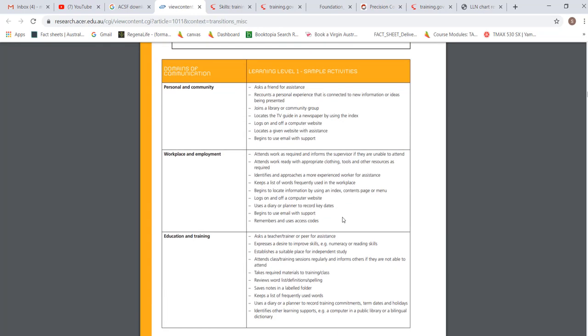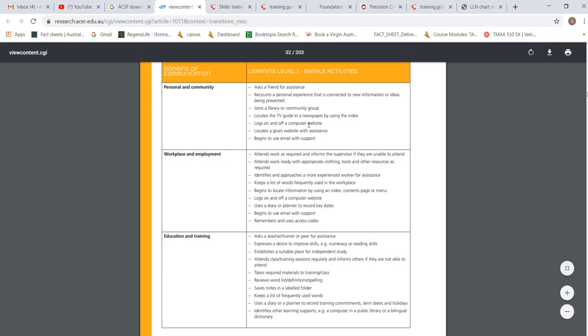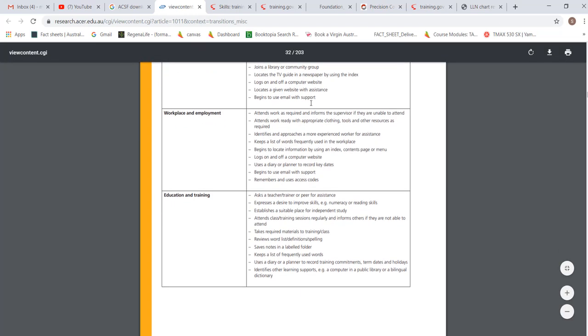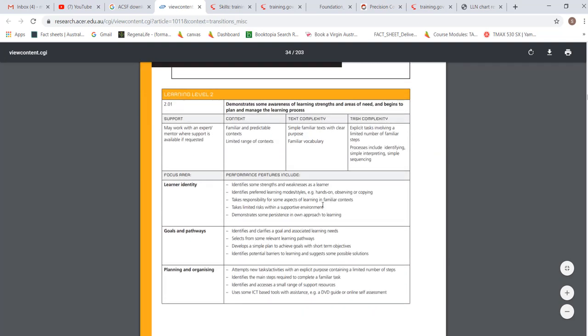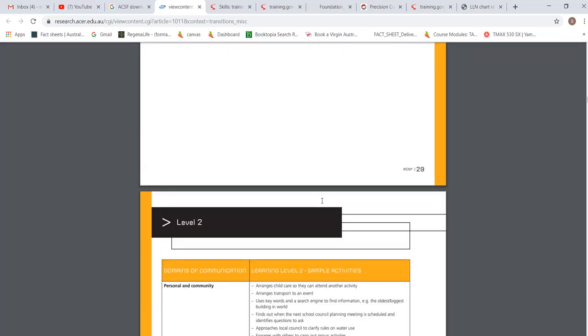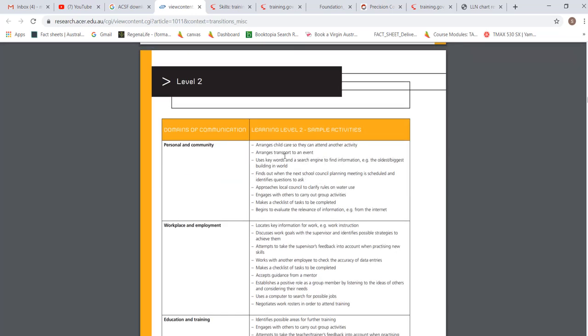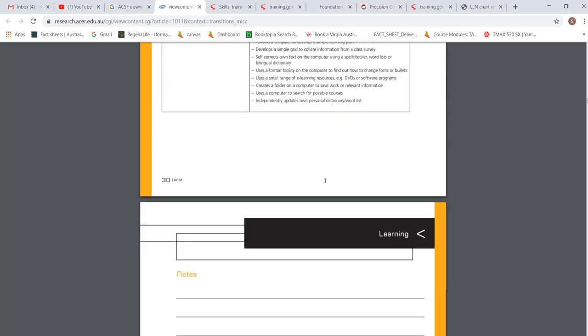Okay. Now, one of the really cool things about the ACSF is it talks about things called domains of communication. And it's broken down into 3 areas: personal and community, workplace and employment, education and training. And this basically tells us at a level 1 learning, what can we expect a learner to be able to do? Okay. And it actually lists out the different things that we could expect. Okay, so it's really cool. I really love this part. All right, now if you come down further, it's going to tell us about level 2, 2.01 there, 2.02, and then again it's going to tell us the sample activities, domains of communication for a level 2 learning person.